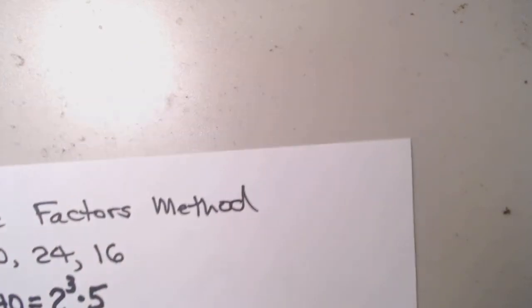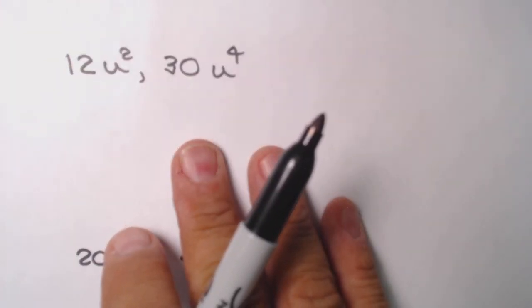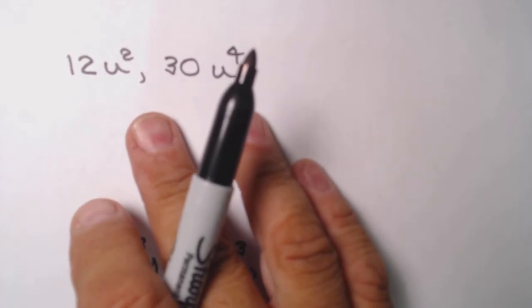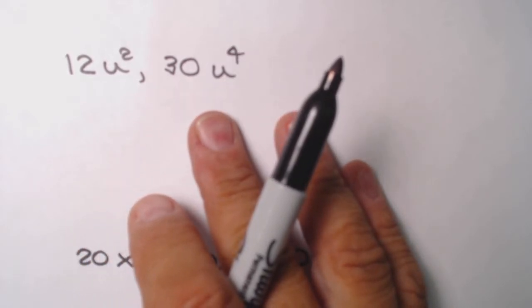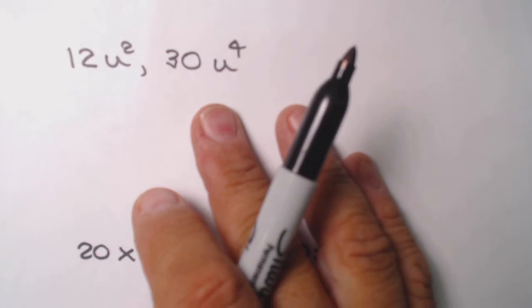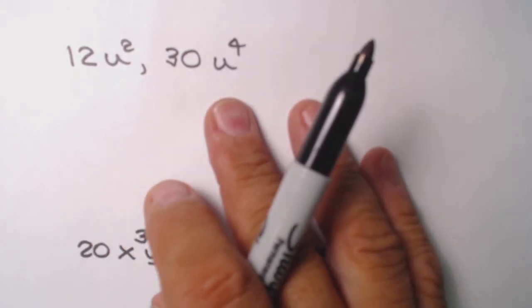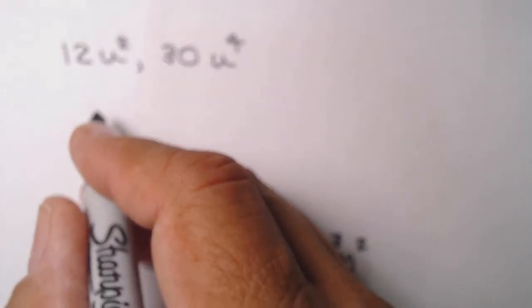Okay, well, let's look at some examples that have a few more variables in them here, because that, of course, is where we're going to end up going with all of this. So let's see if we can get this back here, looking at it. Okay, here's the first one up here on top. There it is. 12u squared and 30u to the 4th. As you learn this method, the variables are actually the easier things to work with. It's the numbers that take a little bit of work.